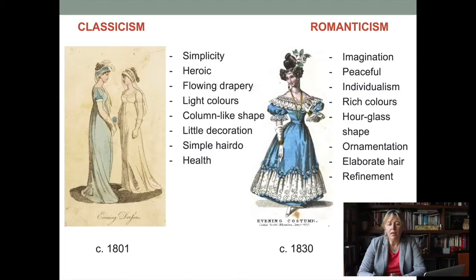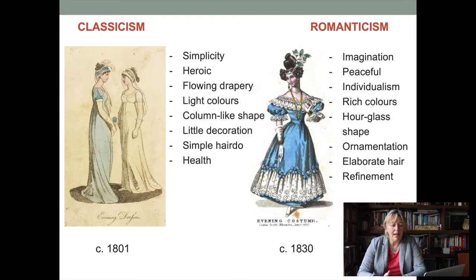Then after the fall of Napoleon, until more or less the time of Queen Victoria's accession in 1837, we have the period that could be called Romanticism. And if you look at the illustration, it denotes something completely opposite to Classicism. So imagination rather than simplicity, peacefulness rather than anything, let's say, heroic or military. Individualism. There is a lot of space for individual taste, individual expression. Rich colors rather than light and white dresses. The hourglass shape with very pronounced shoulders, waist and hips, rather than this kind of flowing drapery and column-like shape.